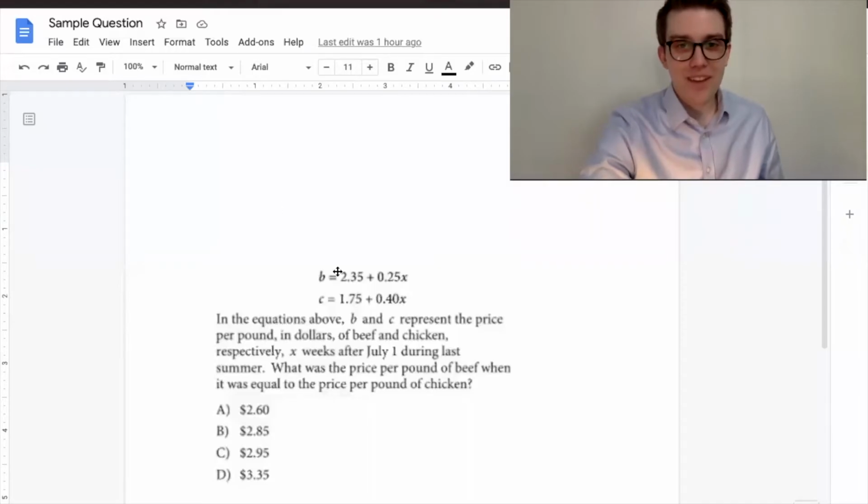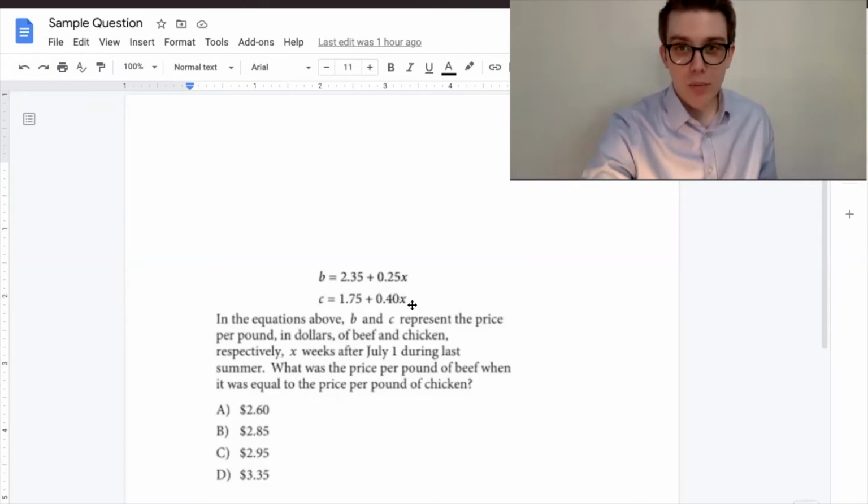All right, so the problem begins by giving us two equations, one for B and one for C. It then says in the equations above, B and C represent the price per pound in dollars of beef and chicken, respectively. And this is at X weeks after July 1st during last summer. What was the price per pound of beef, so B, when it was equal to the price per pound of chicken, or C? In other words, it's asking what is B when B equals C?